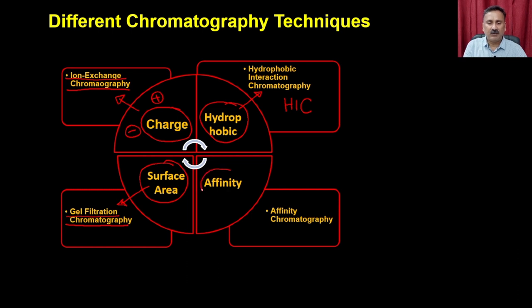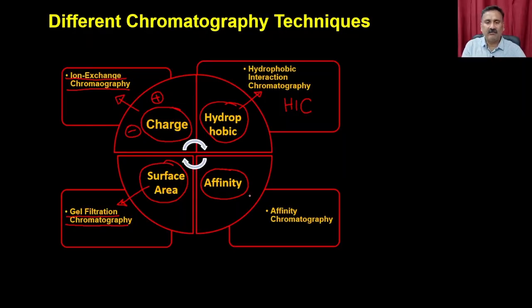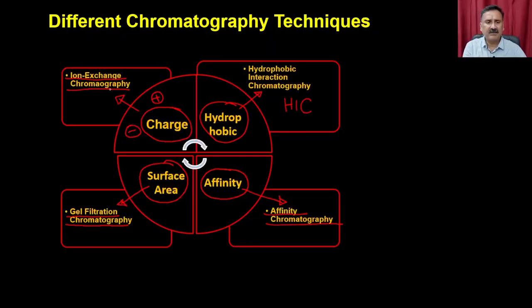And as we said, proteins are also going to have regions which have exclusive affinity for a particular molecule, and that also can be exploited in a technique which is called affinity chromatography. So in this particular module, we are going to discuss these different chromatography techniques and how you can utilize them to purify the enzyme of your interest. So let's start our discussion with the first technique, and that is ion exchange chromatography.